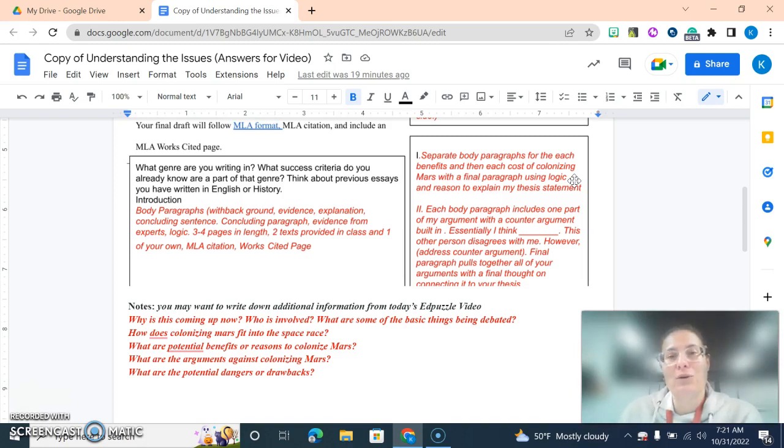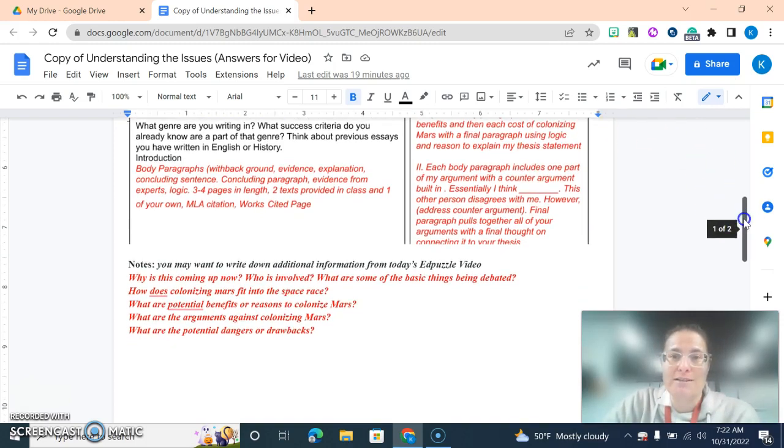The other way that you could organize it, let's say, is you do believe that benefits outweigh the costs. You could have several different body paragraphs describing a different benefit of colonizing Mars. And then within those paragraphs, or right after each of those body paragraphs, you might introduce a counterclaim directly related to that benefit. So that can be a little bit more complicated, but it's definitely doable and could make for an interesting paper. Some other things you might want to know before moving on to today's activity.